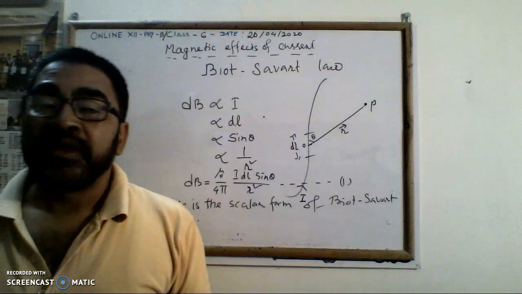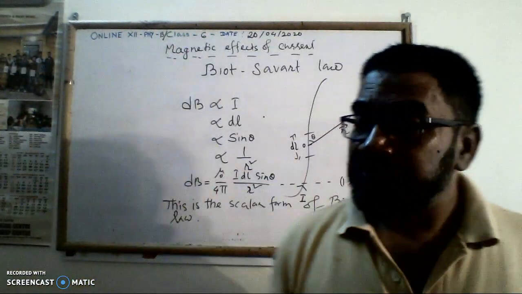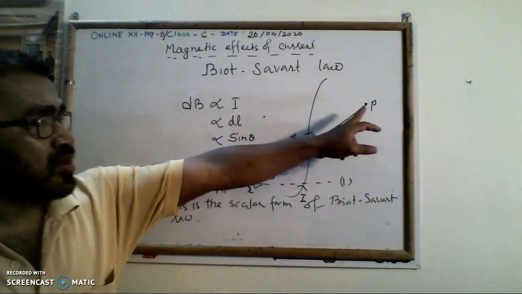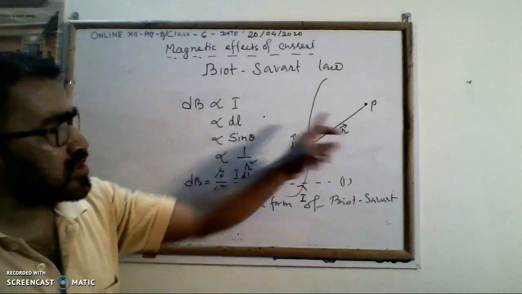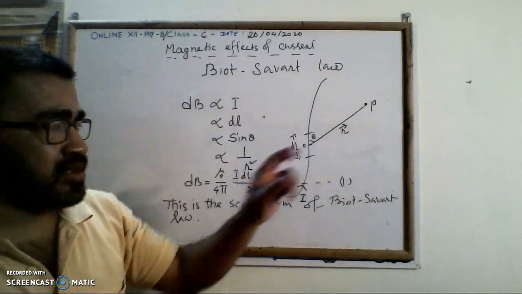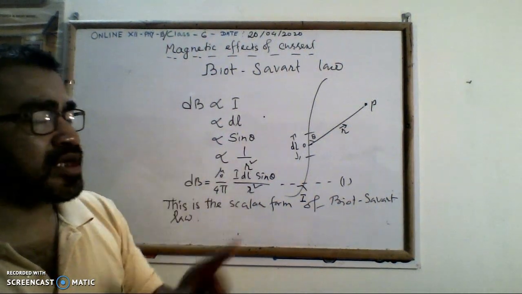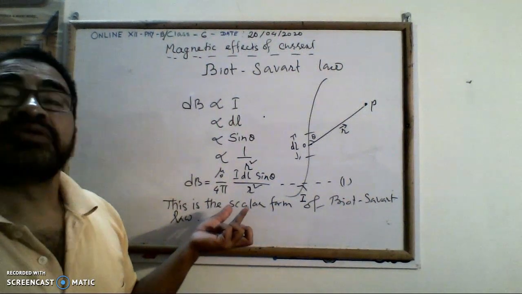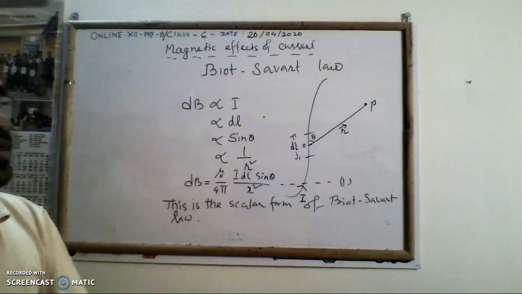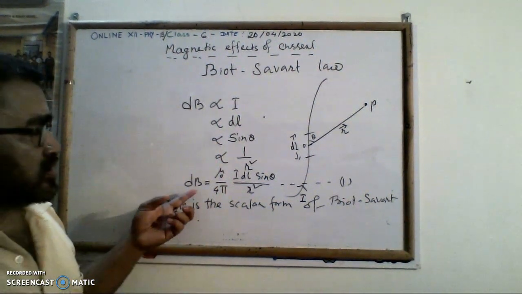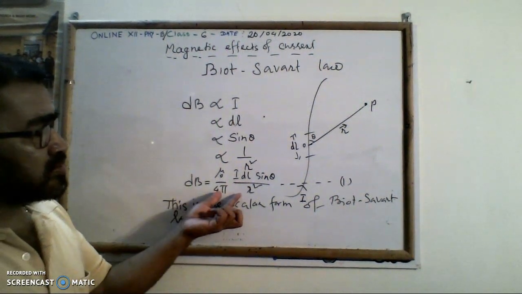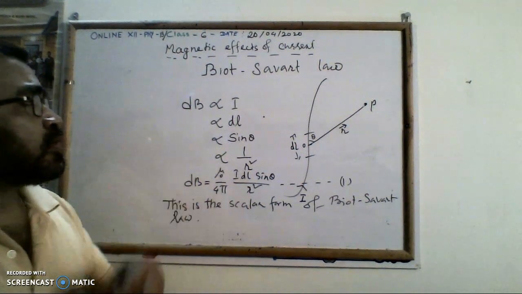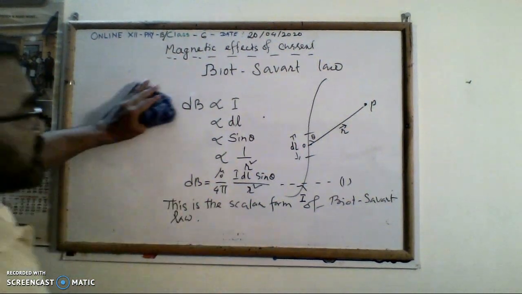But the magnetic field, or the magnetic field induction, is a vector quantity. It might have some direction. So this gives only the magnitude, and it should have some particular direction. So there may be a vector form also. This is the scalar form, so let us find the vector form.